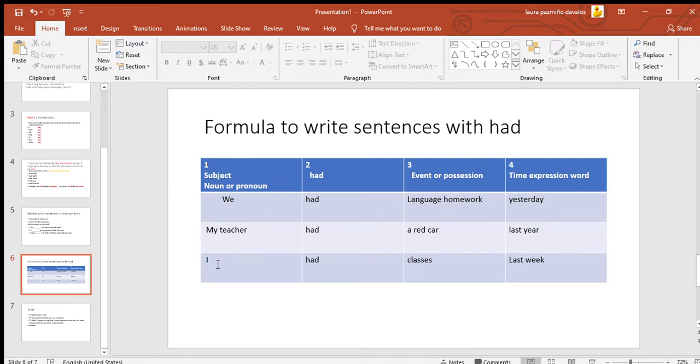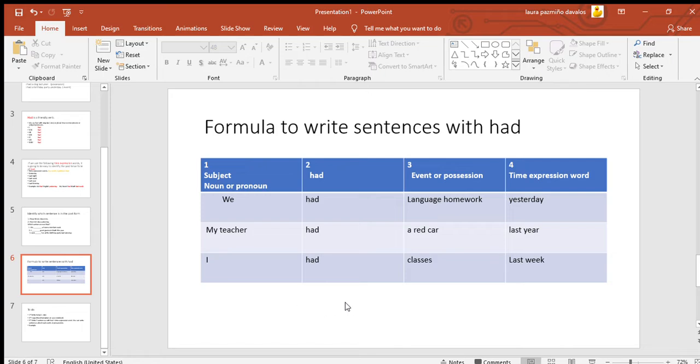Sentence number 3. We have a subject pronoun. I had, past tense form. Classes is an event. Last week is the time expression word. It tells when. When did we have classes? Last week. Are you clear with this information? All right. So we're done.